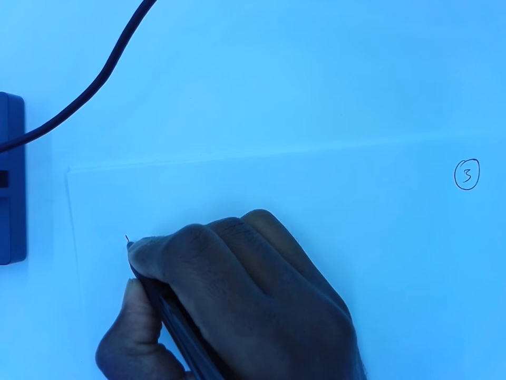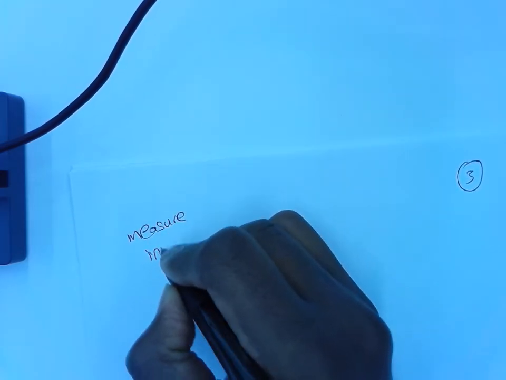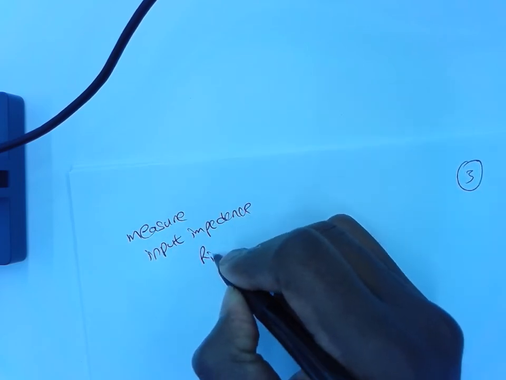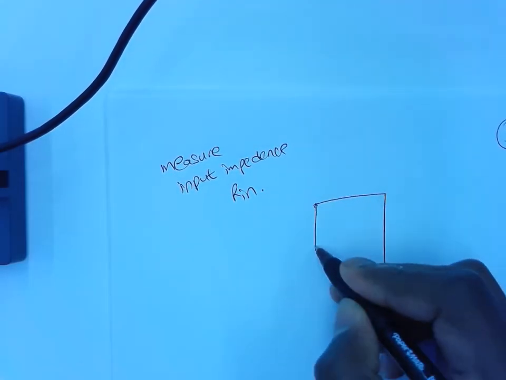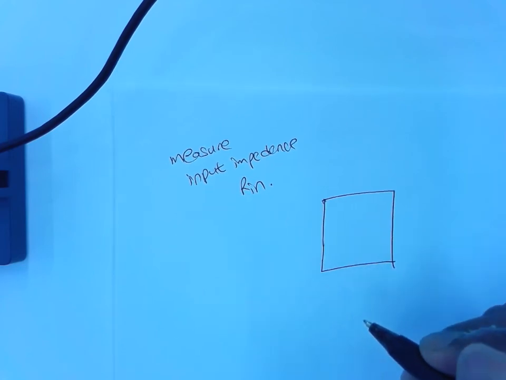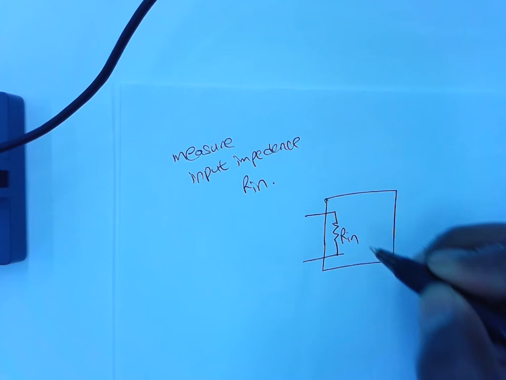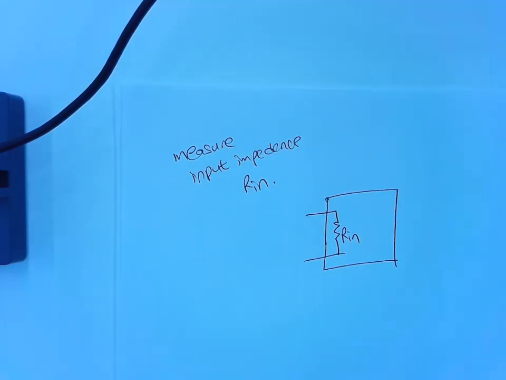Let's say I want to measure input impedance, Rin. How would I do it? I have an amplifier, and I don't care what's inside. I'm going to model it from the input side as if it has a resistance Rin, and I want to measure what that Rin is. Usually, if it's a good amplifier, I know it's going to be pretty high. How am I going to measure it?